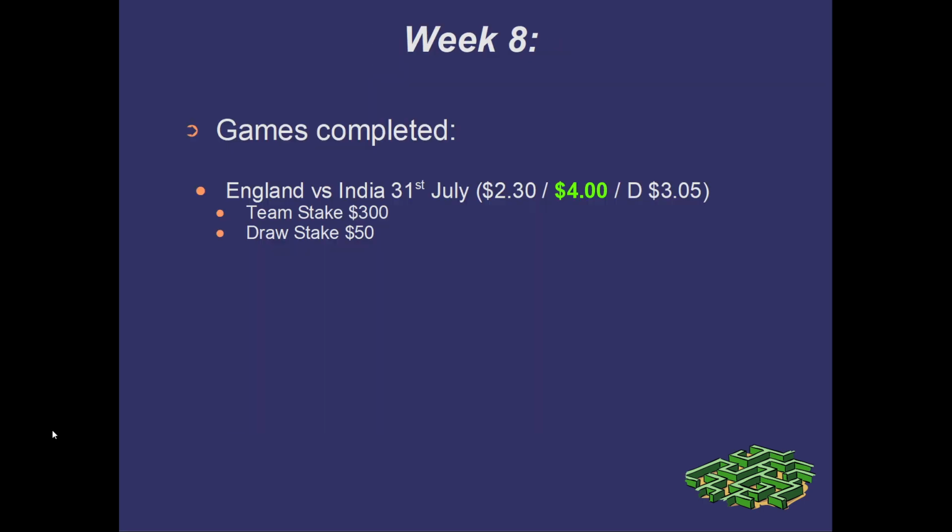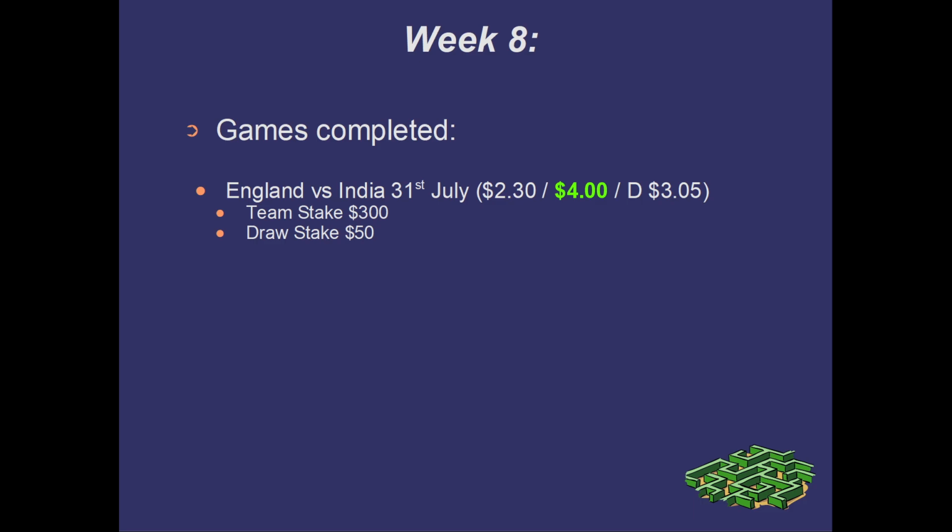Okay, so what did we have this week for cricket games? We only had the England versus India game finish up. It started on the 31st of July. The odds for England were $2.30, the odds for India were $4, and the draw was $3.05. I had a stake of $300 on England to win, $300 on India to win, and I also laid the draw with a liability of $50.